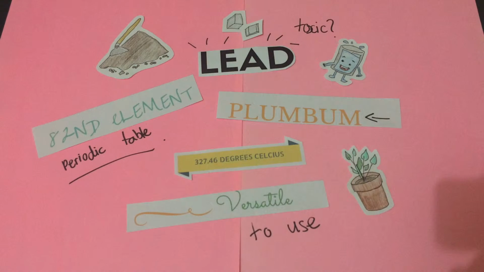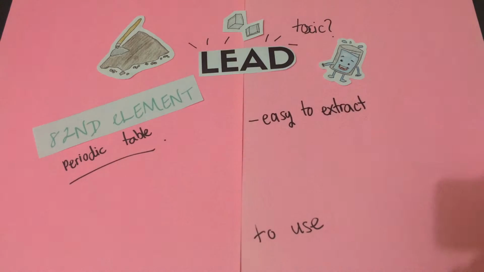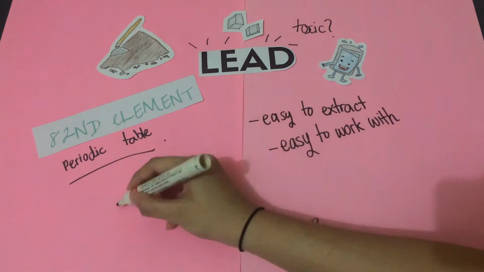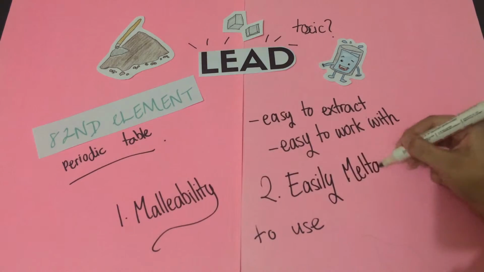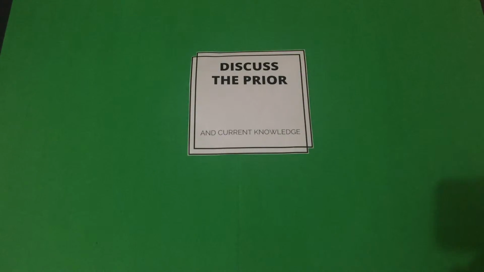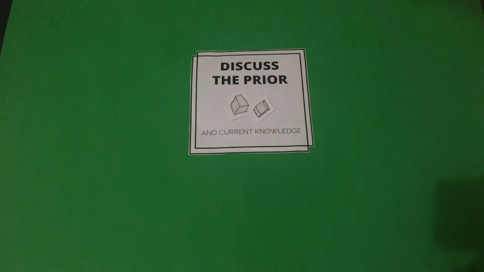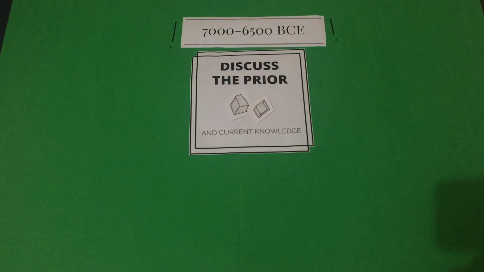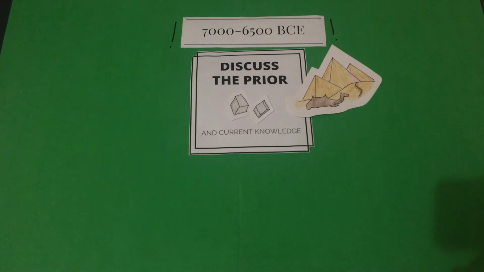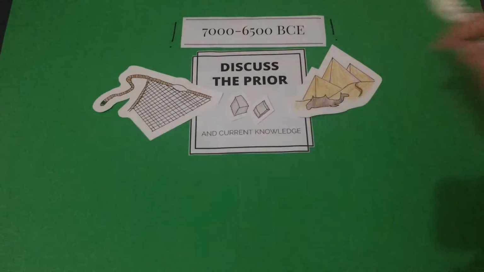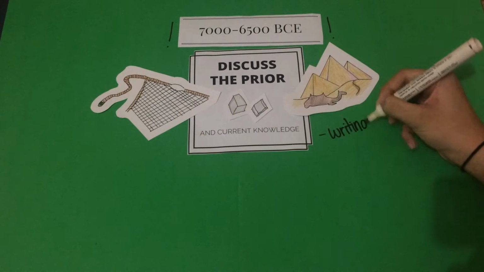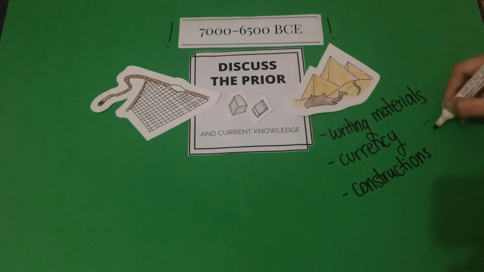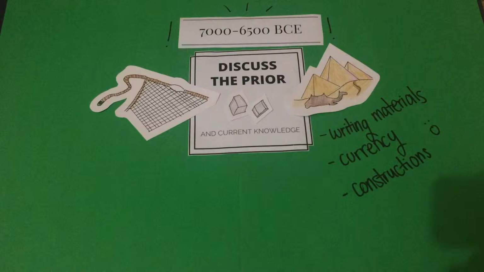Lead has been commonly used for thousands of years because it's easy to extract and easy to work with because of its malleability and because it's easily meltable. Use of lead dates back to 7000 to 6500 BCE. The earliest ancient Egyptians used lead as sinkers in fishing nets, glasses, and ornaments. Other civilizations used lead as writing material, currency, and for construction. Ancient Chinese used it as a stimulant, currency, and contraceptive.